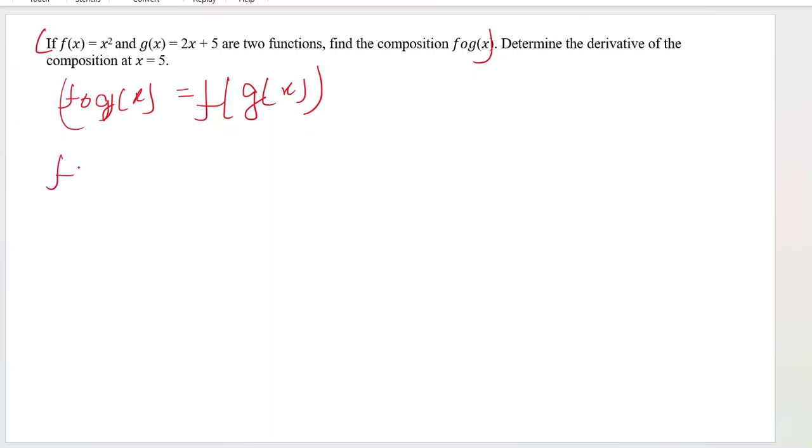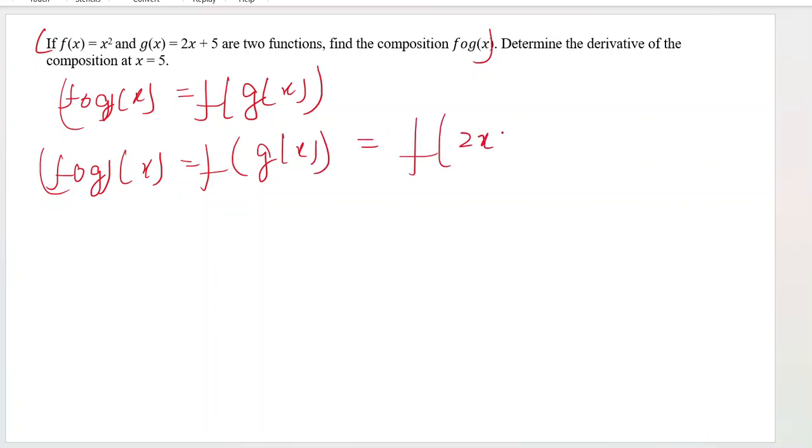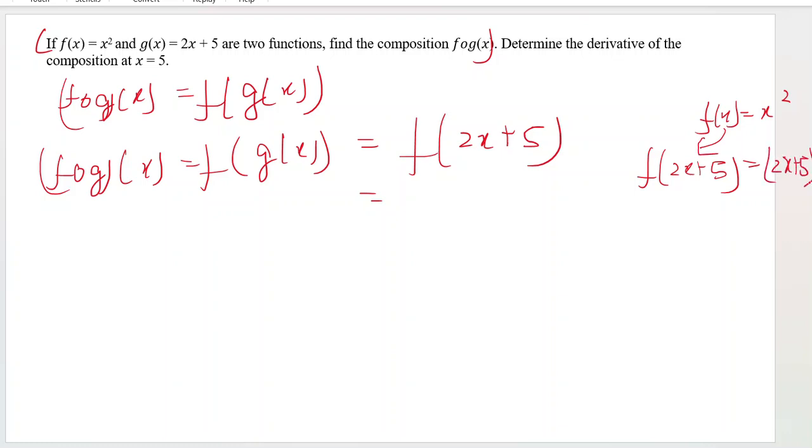Therefore, if I want to find f composite g at x, it is nothing but f of g of x. But g of x in our case is nothing but 2x plus 5. Now, f of x is given as x square. That means if I want to know f of 2x plus 5, if you carefully observe, instead of x, there is 2x plus 5. So the answer will again be 2x plus 5 and this square will remain. So therefore, f of 2x plus 5 will be 2x plus 5 the whole square.